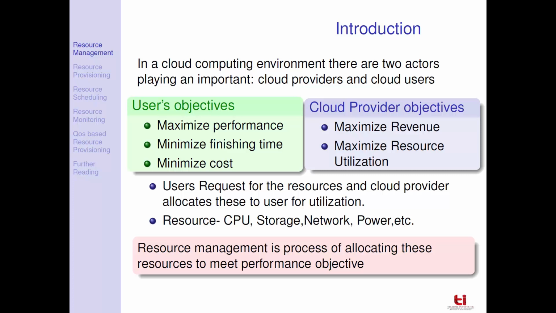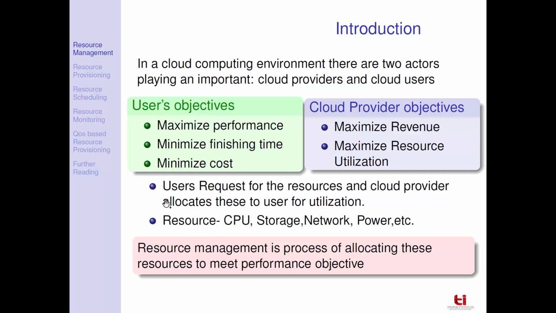For the cloud provider, on the other hand, they want to maximize their revenue, and they also want to maximize resource utilization. Maximizing resource utilization is important for the cloud provider because they don't want to over-provision the resources to serve a particular user's demand, because they want to accommodate or serve the maximum number of users on a given resource.